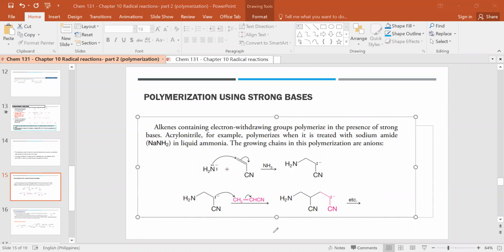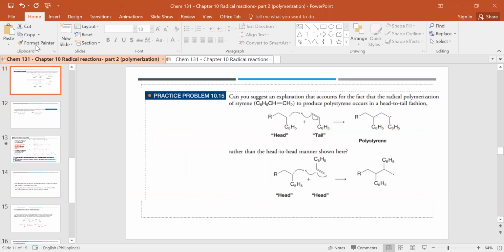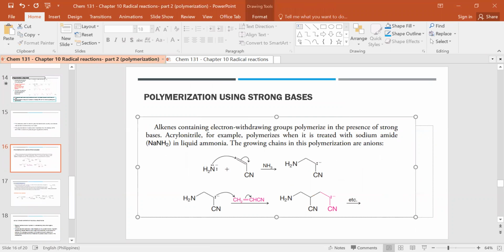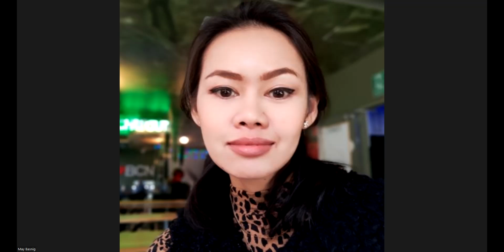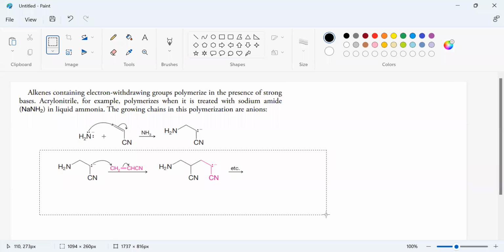Let me share. Wait now. What is that electron? Checking electron.